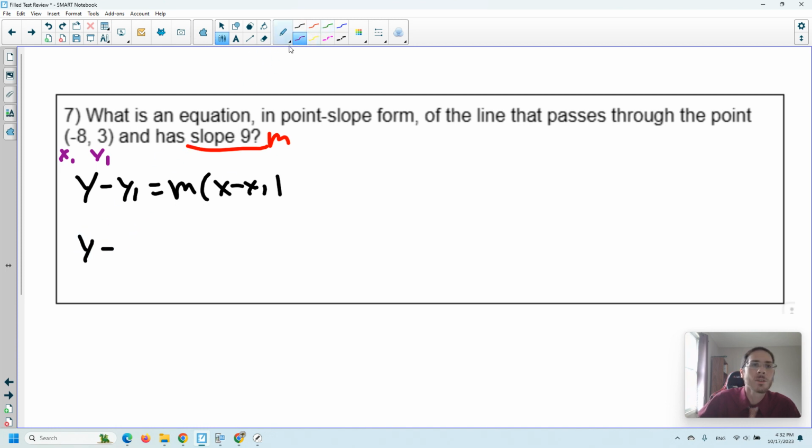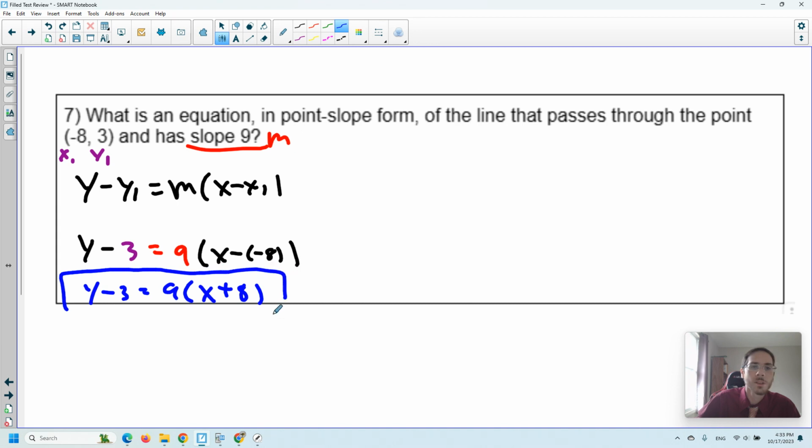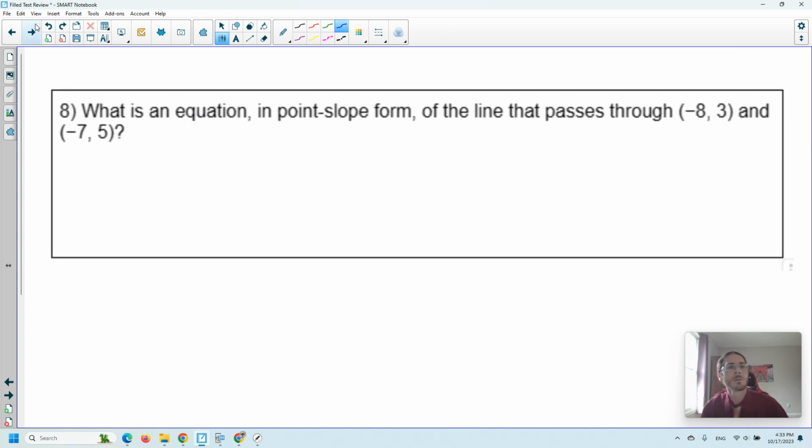Y minus y1 is 3 equals m, which is 9, times x minus -8. And that's a fine answer, but I'm going to make it look pretty because I don't like the 2 negatives. So x plus 8. That's it. So that's another very quick one. If you want to double check that you got the right answer, you can graph it and make sure it actually goes through the point and has the right slope by counting.